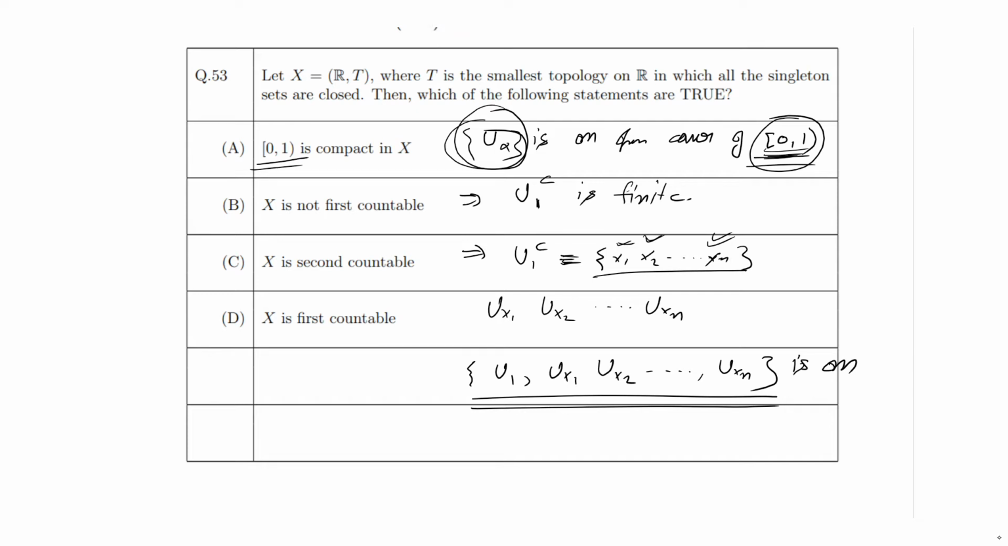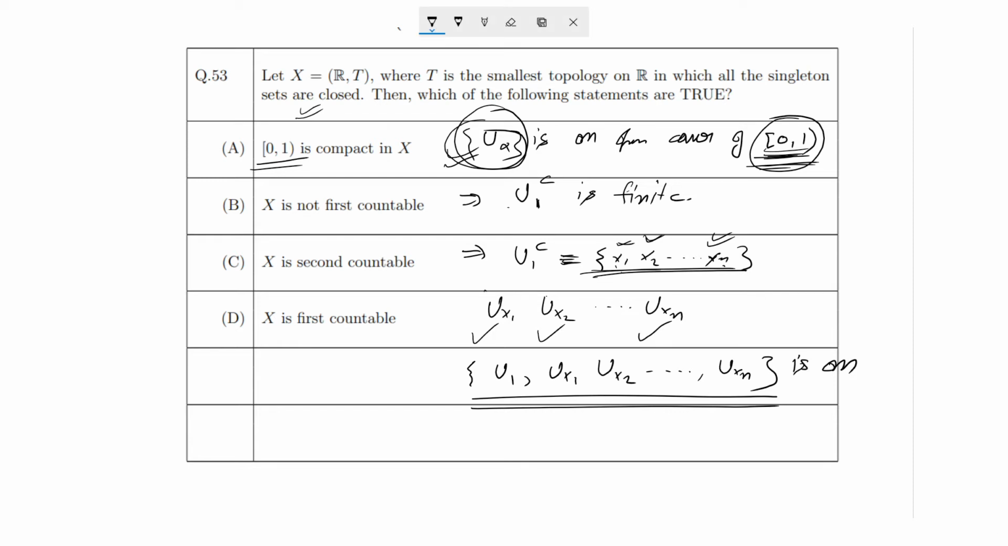We suppose that this U alpha is an open cover of this closed 0, 1. Okay, so we considered one open set U1 from this family. So U1 complement should be finite. Why? Because in our topology, open sets are those sets whose complement is finite. So we considered x1, x2, ..., xn to be that complement of U1. So already all the elements are in U1 except x1, x2, ..., xn. So what we did, we considered n more open sets containing x1, x2, ..., xn.